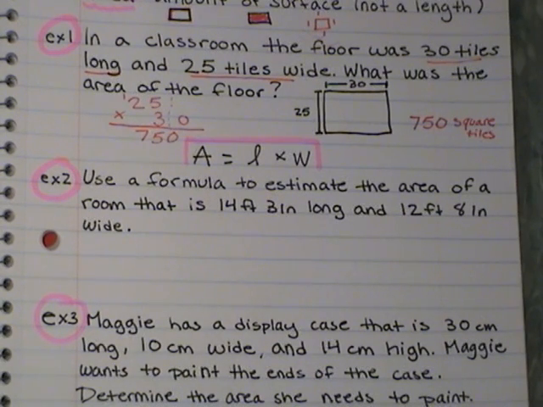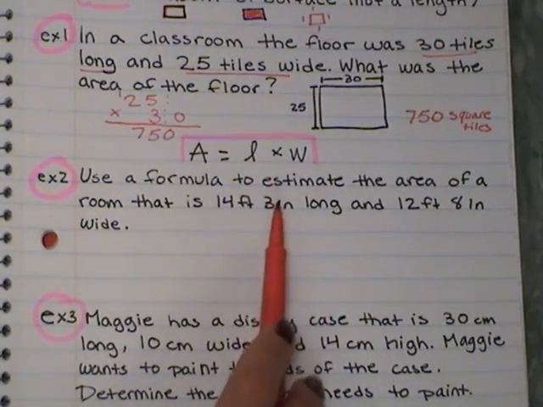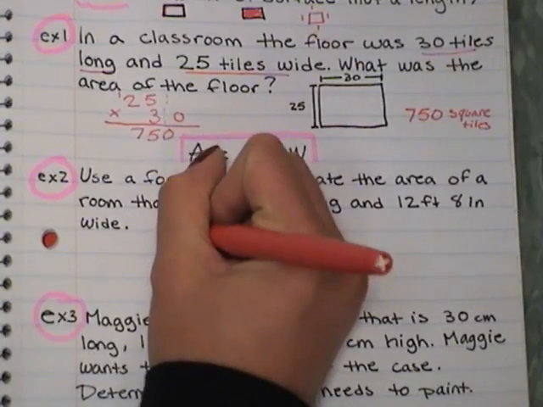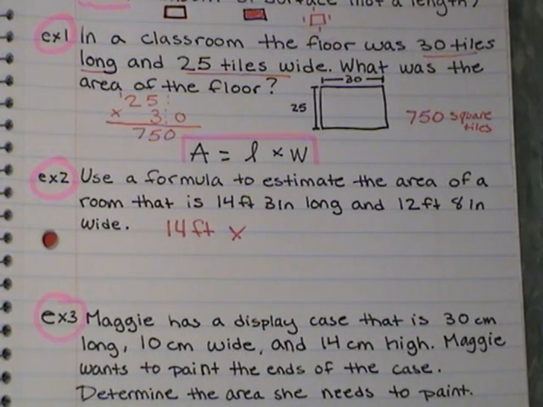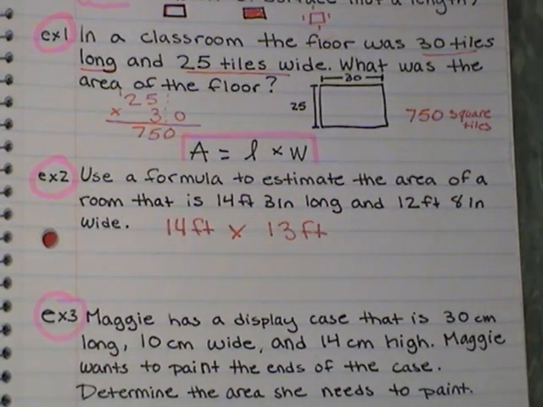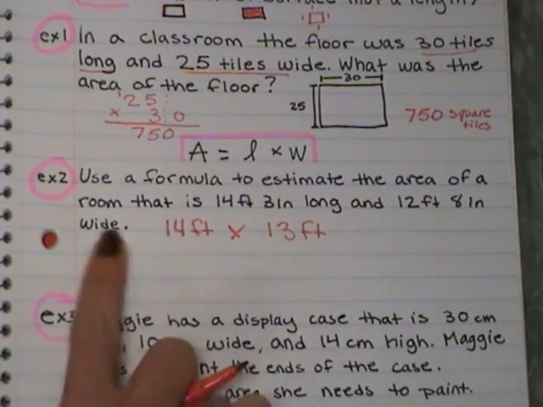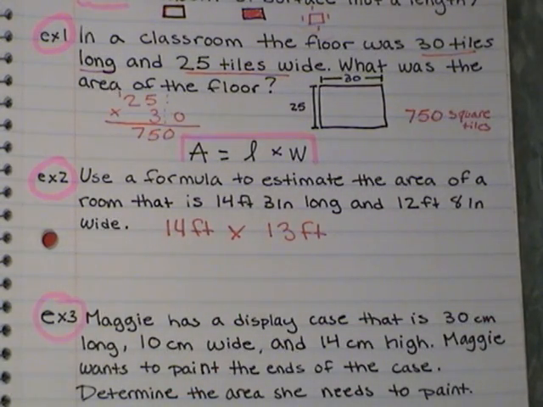Okay, so if I have 4 feet 3 inches, I know that there are 12 inches in a foot, and so I'm going to round that 3 inches back down to 4 feet. And I have 12 feet 8 inches, and I know that 12 inches are in a foot, so 6 is right in my middle, and 8's above that. So I'm going to round that 12 up to a 13 feet. Go ahead and multiply these together, because this is my length, 14 feet long, and my width, which I rounded to 13 feet. So go ahead and round, and then go ahead and multiply your two numbers.